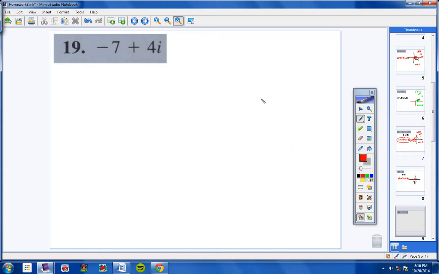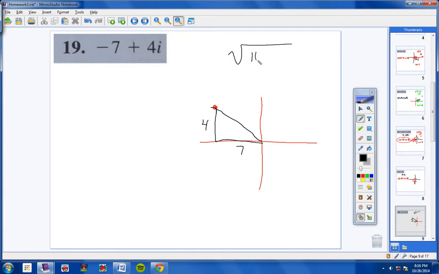Okay, negative 7, positive 4. So we'll go negative 7, positive 4. About right here looks good. Draw our line here, our distance from the origin to the complex number. All right, we'll go down, then we'll go over. This is 7, this is 4, so the hypotenuse would be square the 4, square the 7, square root of 65. Okay? I don't think that can be broken down.